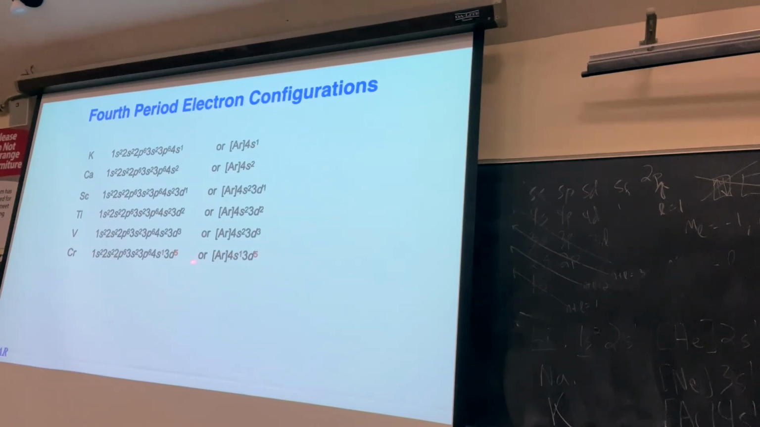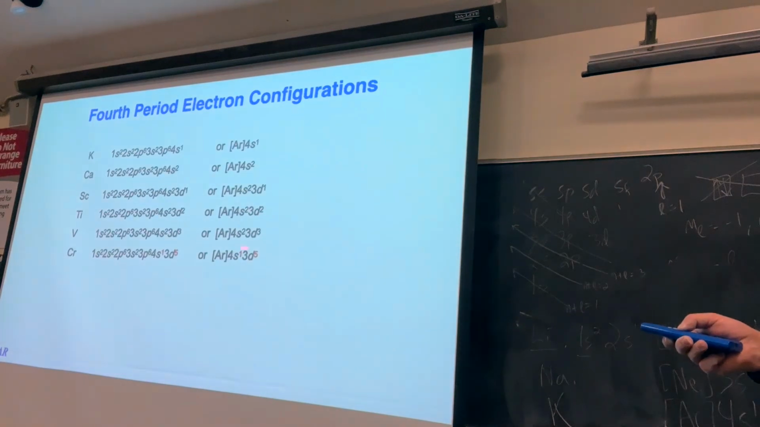Notice here on chromium, instead of being 4s2, 3d4, chromium is 4s1, 3d5. Fascinating chromium, my favorite element too. Chromium is not following the n plus l rule. What that means is that these rules for n plus l, which work amazingly well for most elements, don't work for all of them. And chromium is the first one that's an exception.